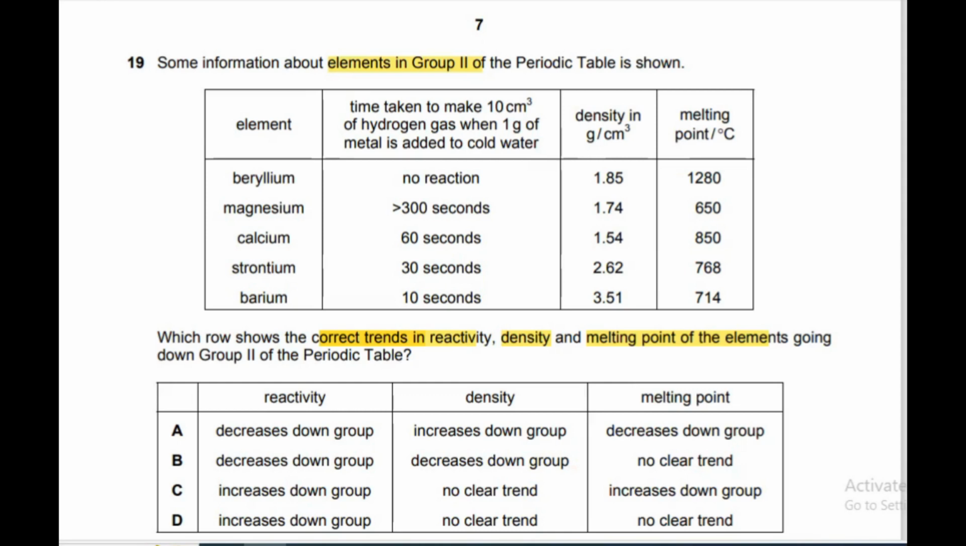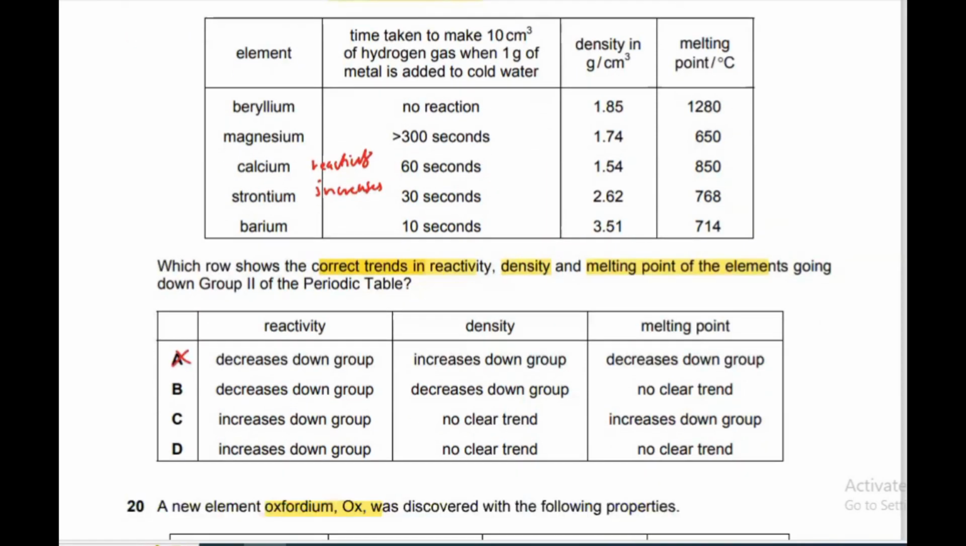If you look at the data, the time taken: beryllium, no reaction. Magnesium, 300 seconds, calcium, 60 seconds, strontium, 30 seconds, and barium, 10 seconds. When the time decreases, it means less time is required to make the hydrogen gas, so the reactivity of the metal increases. The reactivity increases from top to bottom. So where it decreases down the group, you can eliminate those answers. Increases down the group, okay.